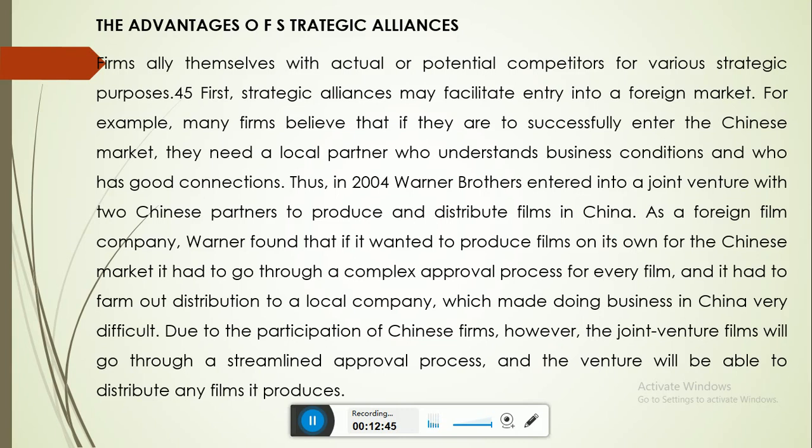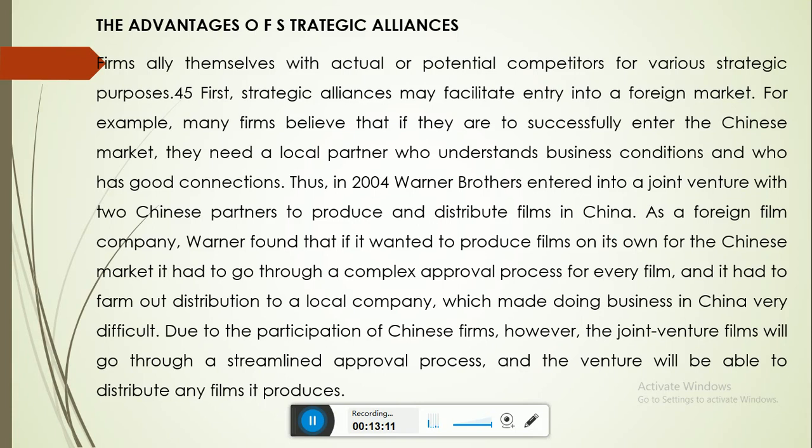So they come with another company as a strategic alliance to produce film, and it had to farm out distribution to a local company, which made doing business in China very difficult due to the participation of Chinese firms. However, the China venture firms will go through a streamlined approval process, and the venture will be able to distribute any films it produces. So that's how it comes.